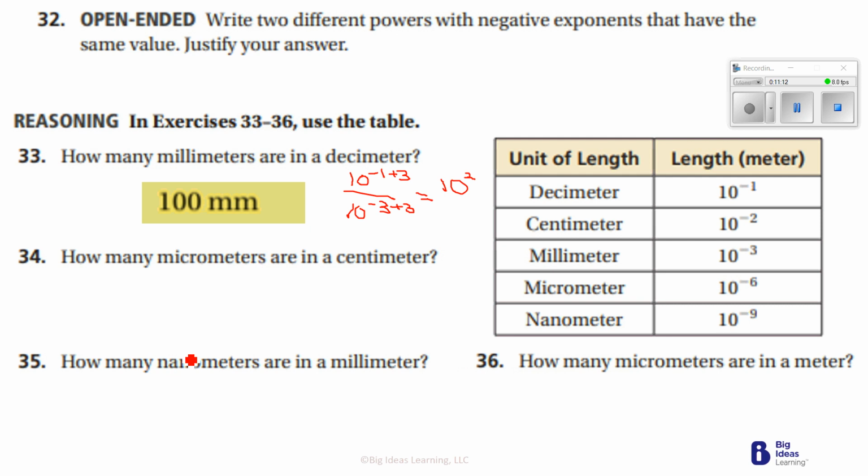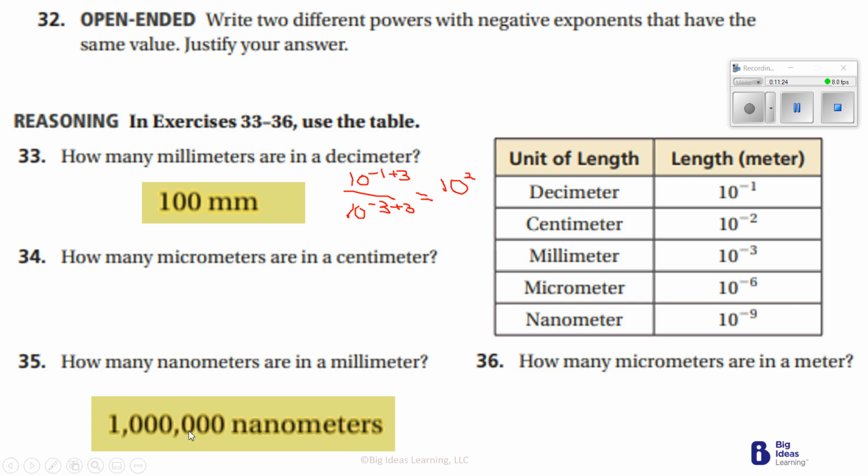All right, I've got number 35 now. How many nanometers are a millimeter? The nanometers is 9, right? To a millimeter, which is 3. That's going to give us 1 million, right? Because we're going to have 6 zeros there. 9 minus 3, right? Will give us 1, 2, 3, 4, 5, 6 zeros. So that's 1 million nanometers. Let's go to number 37.